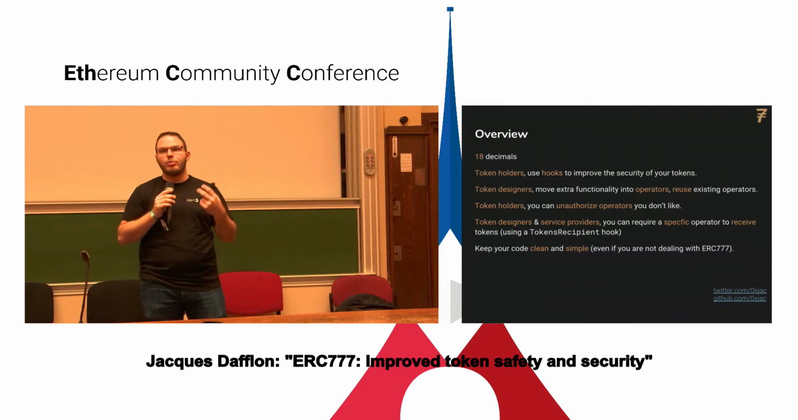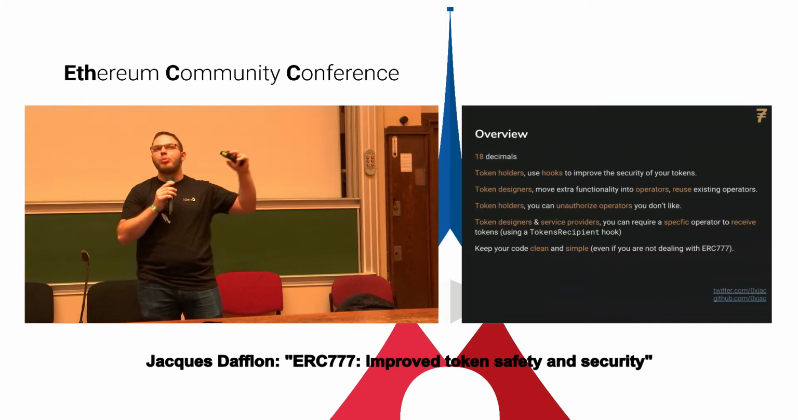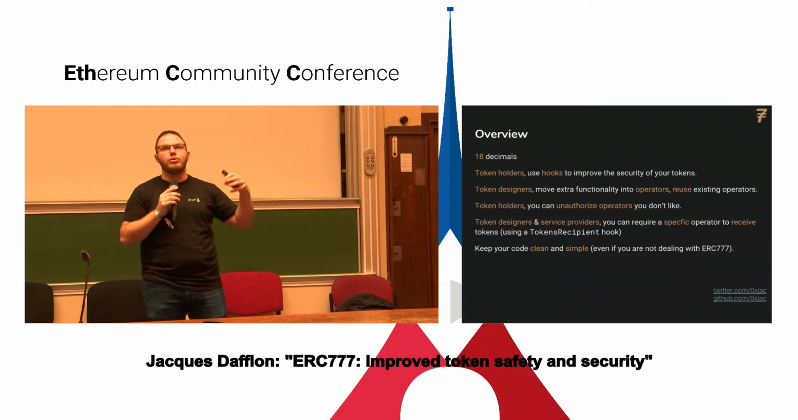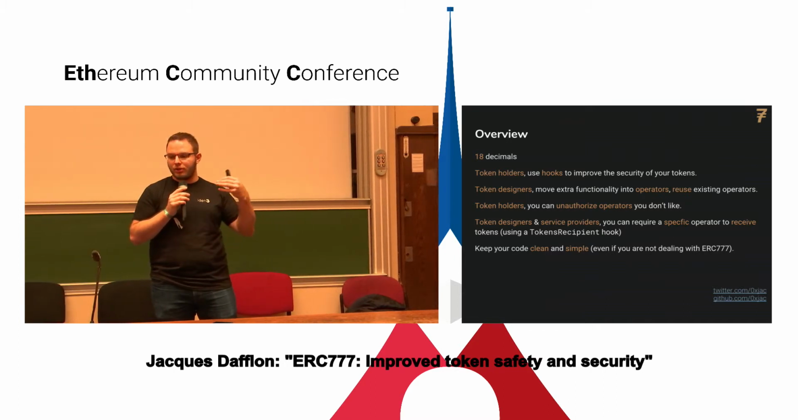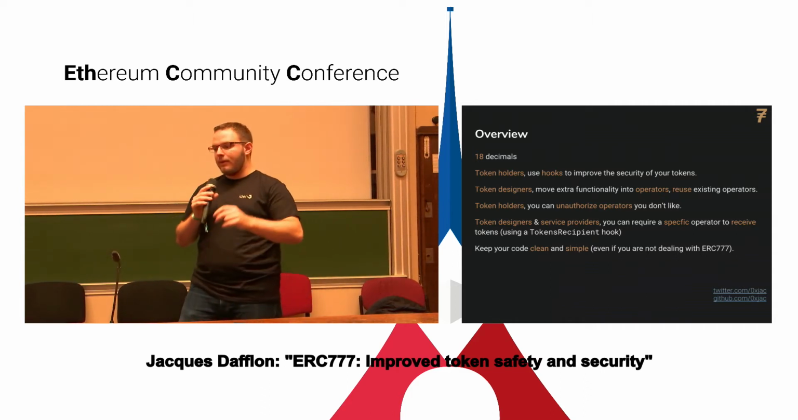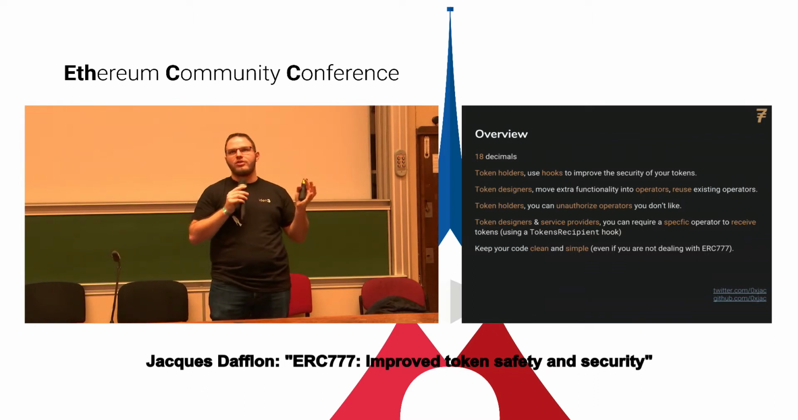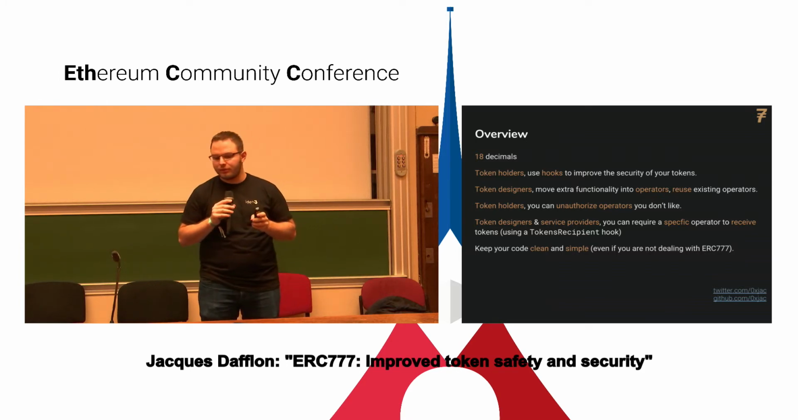Finally, as a token designer or a service provider, a good pattern is also to require, I want you to use my operator to cash out or to use my service. That way you can enforce the behavior, but you don't force the behavior for every transfer, just the one related to you. And overall, try to keep your code clean, even if you don't work in 777, try to keep it simple. This is also what operators and hooks allow you to do: split your code in small, comprehensible pieces of code.